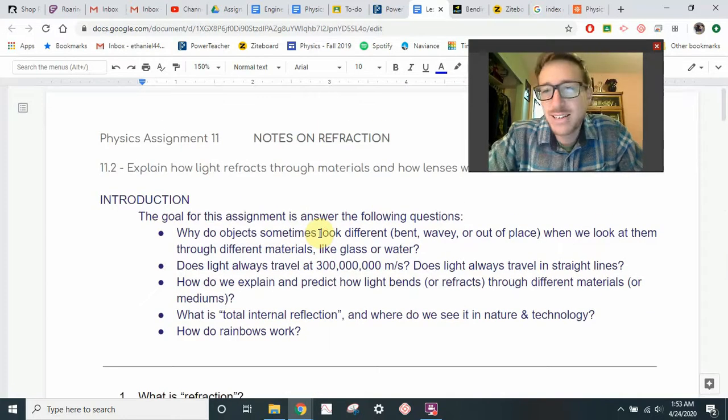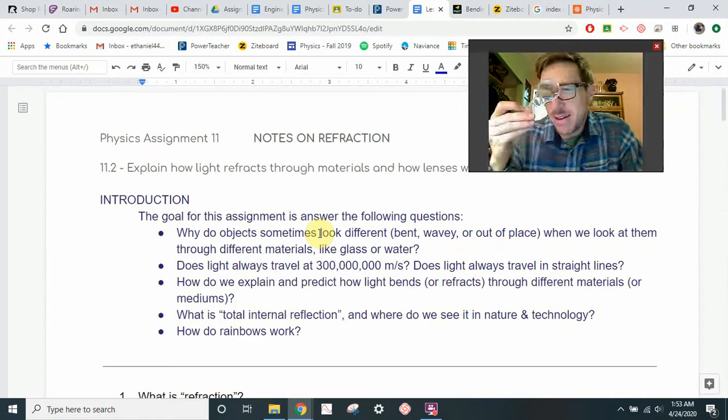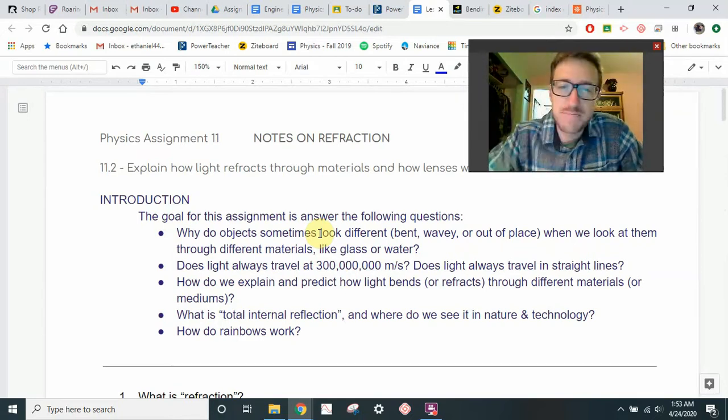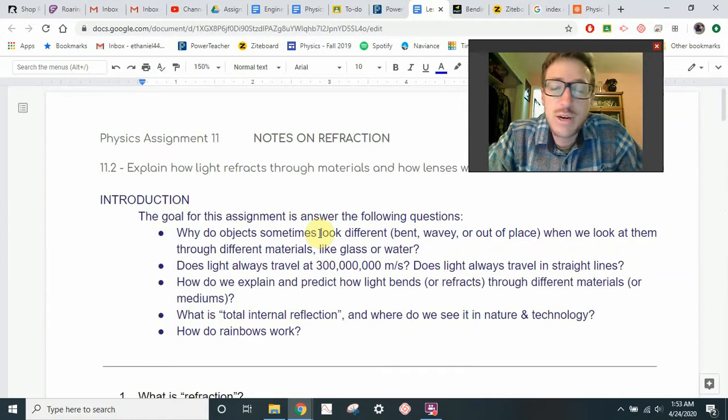We're going to talk about that a little bit more next class when we start talking about lenses. We'll talk about these things and how they work. We'll talk about your eyes and how they work. We'll talk about my glasses and how they work, and how they use this law of refraction to allow us to see things in more meaningful and useful ways.